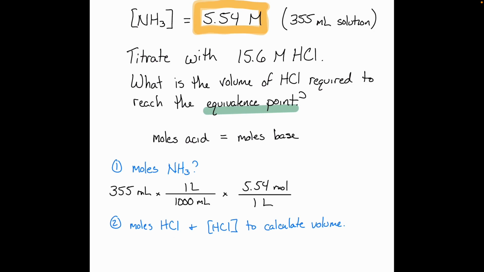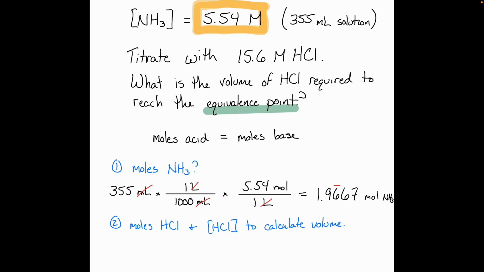All right, so punch this into my calculator. I get 1.9667. Be good about my sig figs here. And again, we know it's set up correctly because if we look at our units, milliliters cancel out, liters cancel out, and I'm left with just moles. Moles of ammonia.